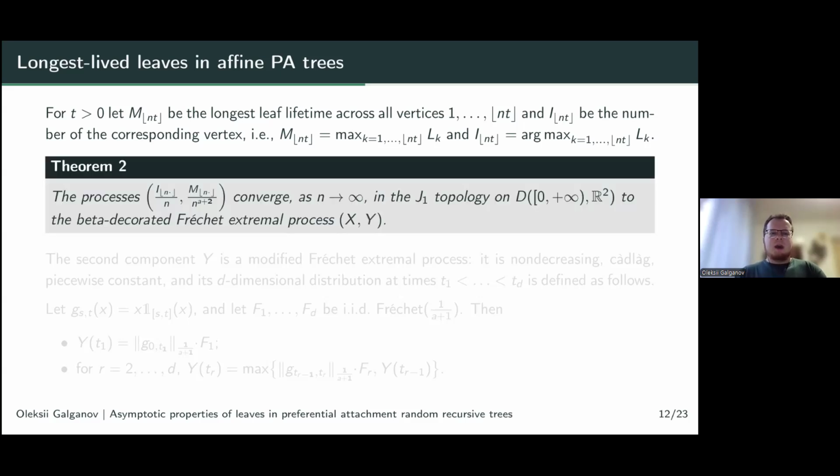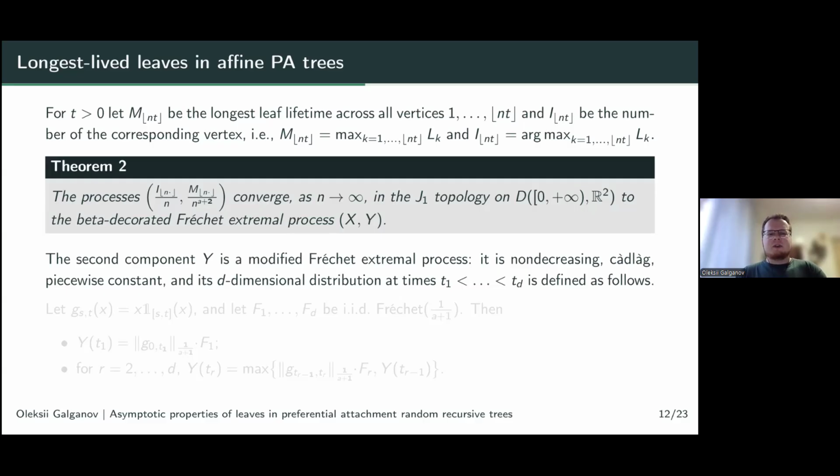The next theorem we have is that this process, which is a continuous time càdlàg process on the positive quadrant of the plane, converges in the Skorokhod J1 topology to something we decided to name the beta-decorated Fréchet extremal process. Let's define the limiting process first. The second component is a modified Fréchet extremal process. It's a non-decreasing càdlàg piecewise constant process, and its d-dimensional distribution is defined as follows.